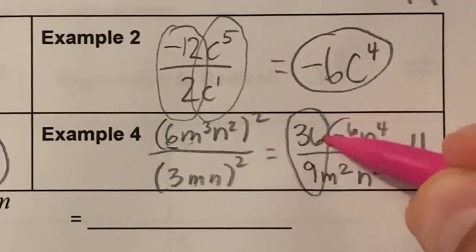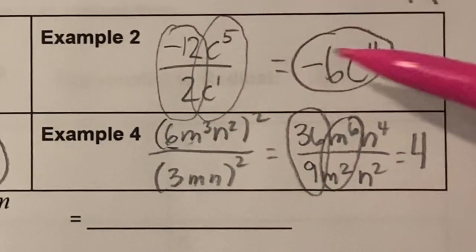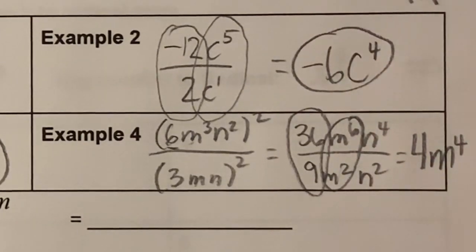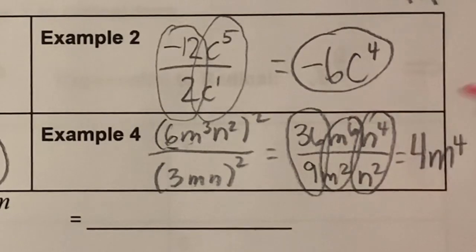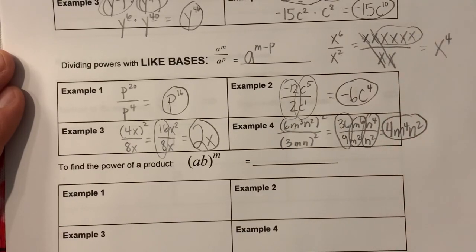M to the 6th divided by m to the 2nd. Remember, our property for the section is to subtract. 6 minus 2 is 4, so that's going to be m to the 4th. And I'm going to subtract the powers on my n's. 4 minus 2 is also 2. Final answer, 4m to the 4th, n to the 2nd.